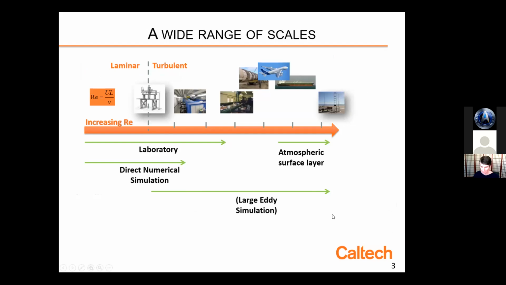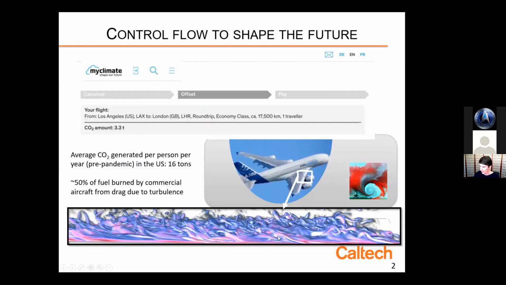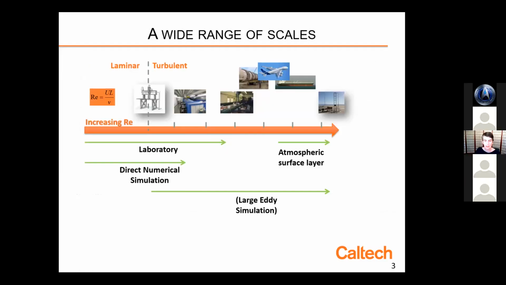So just flipping back to that, hopefully in this bottom panel, you can see that there's activity on a range of scales. And so let's just set the scene here a little bit in terms of that range of scales. So if we move from left to right in terms of Reynolds number, this non-dimensional number that incorporates the velocity and the length scale and the kinematic viscosity.